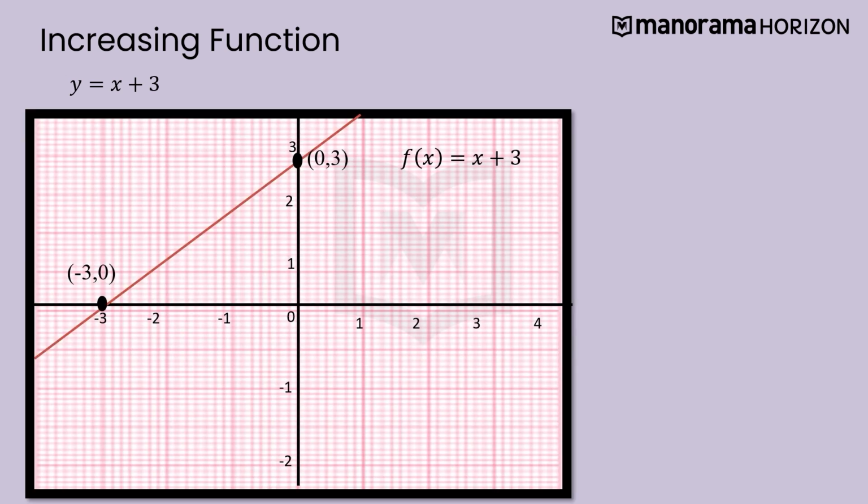To understand the concept of increasing and decreasing functions, let us compare two linear functions which are in slope-intercept form, y equal to mx plus c. The function f of x equal to x plus 3, and the diagram to represent this function is here. Here the slope m is positive. We notice that for positive slope, y increases with increase in x. So it is an increasing function.